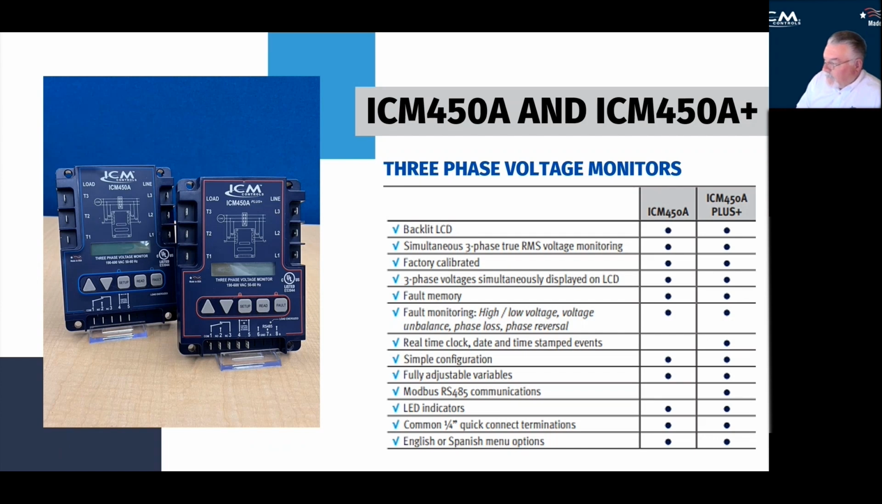There's a real-time clock, with date and time stamp, on the 450A Plus. The nice thing about that is if an anomaly is happening at the same time every day, it might be peak power time during the day, and they might be seeing the same failure over and over. This gives you a little bit of leverage with the power company.